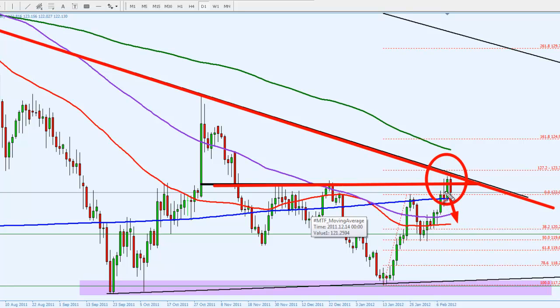So just wait for any break under the last day's low, 122, so the price could get again to 120, 125 again.